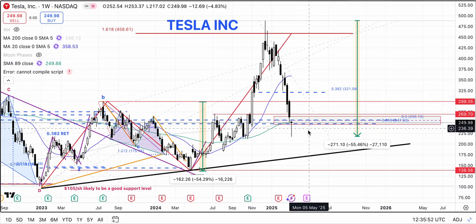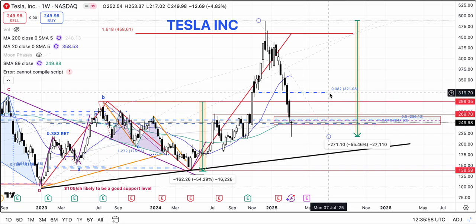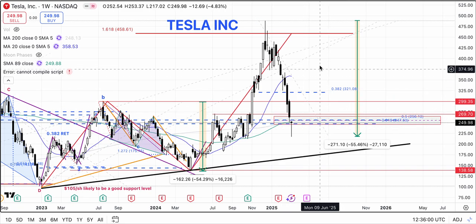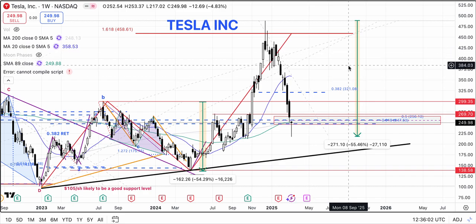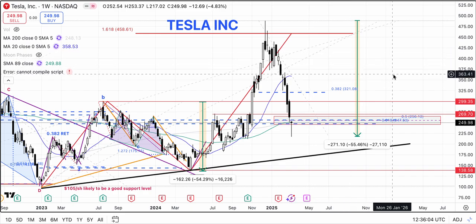So I think Tesla is at a moment of truth where if it begins to close above this level, it's got a pretty good chance to at least rally to about 321. Getting above that would be very good for the bulls. So keep on watching Tesla. Now let's take a look at NVIDIA.